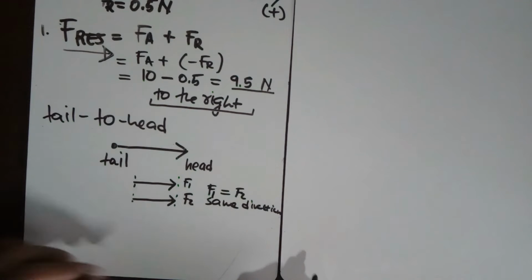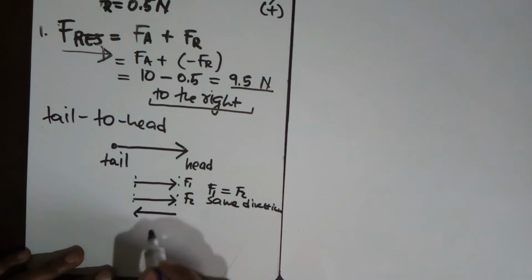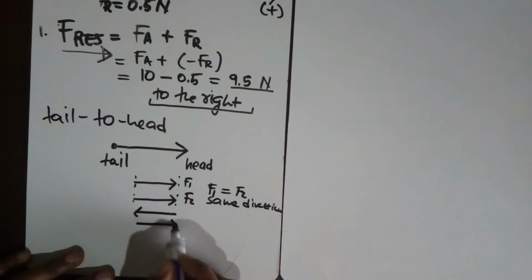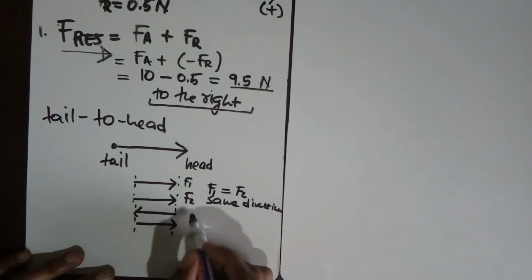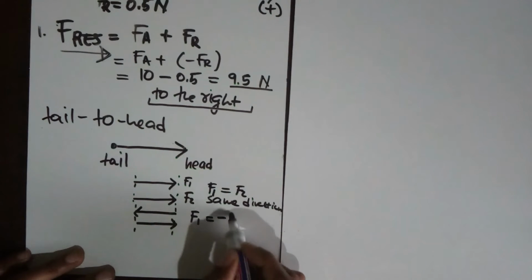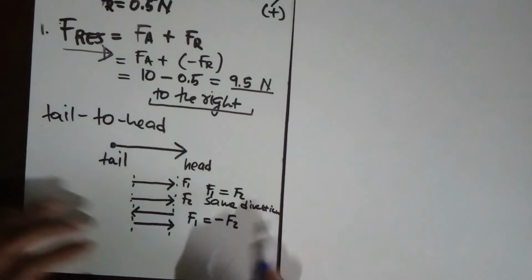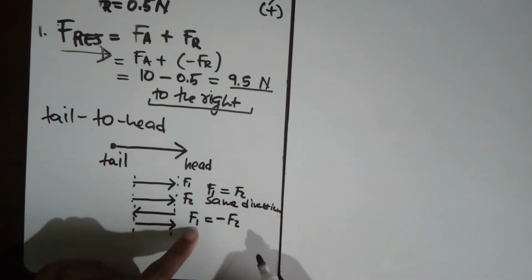And now, they can also be the same size but acting in opposite directions, right? So F1 equals a negative of F2. So this one is acting in the other direction, this one is acting in the other direction. Same size but different direction.